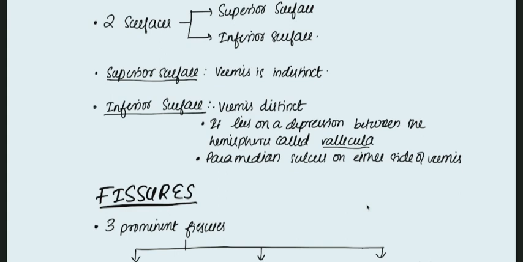Surfaces. The cerebellum has two surfaces, superior surface as well as the inferior surface. On the superior surface the vermis is indistinct because it merges with the two lateral hemispheres, while on the inferior surface the vermis is very distinct and it lies on a depression known as the vallecula. On either side of the vermis we have the paramedian sulcus. The paramedian sulcus actually separates the vermis from the two lateral hemispheres.